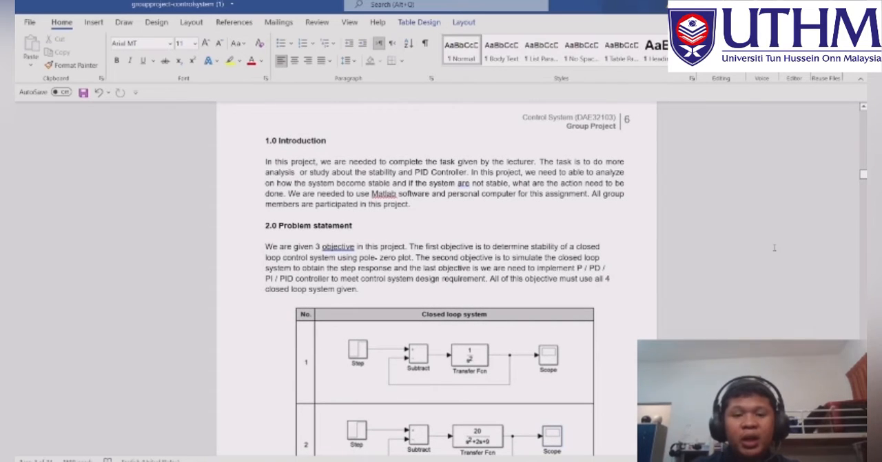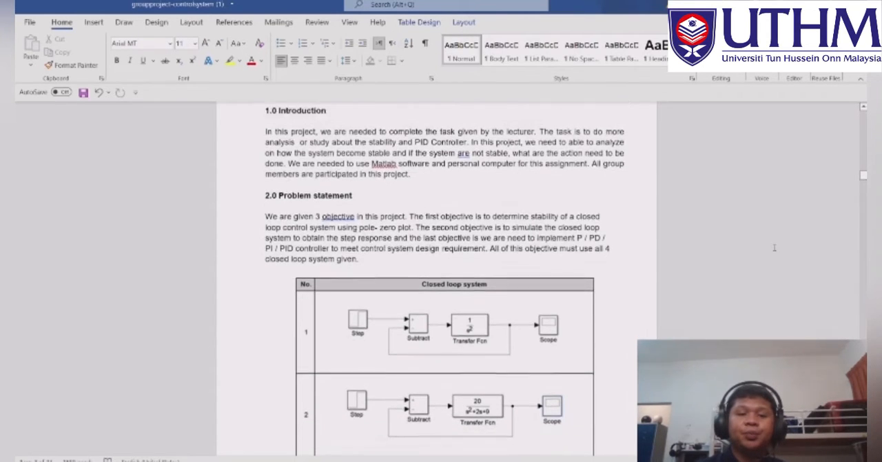So in this project, we need to complete the task given by the lecturer. The task is to do more analysis or study about stability and the PID controller. We need to be able to analyze how the system becomes stable, and if the system is not stable, what action needs to be done. We are required to use MATLAB software and personal provision for these assignments. All group members participate in this project.